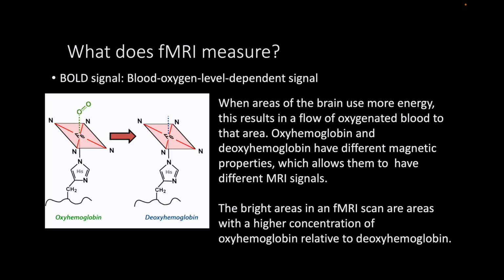So what does fMRI actually measure? fMRI measures BOLD signal, which is essentially blood oxygen level dependent signal. When areas of the brain use more energy, this results in a flow of oxygenated blood to that area. Oxyhemoglobin, which has oxygen molecules attached to it, versus deoxyhemoglobin, without the oxygen molecules, have different magnetic properties, and that allows them to have different MRI signals. So the bright areas in an fMRI scan are areas with a higher concentration of oxyhemoglobin relative to deoxyhemoglobin, and we interpret that as those brain regions being more active.